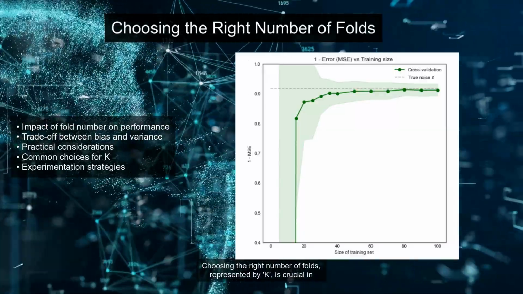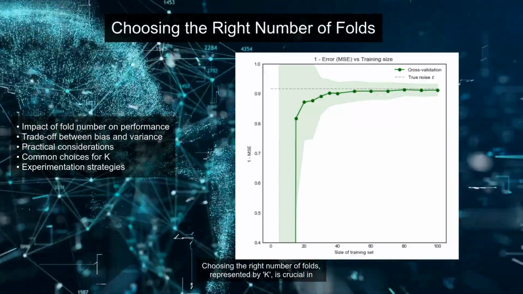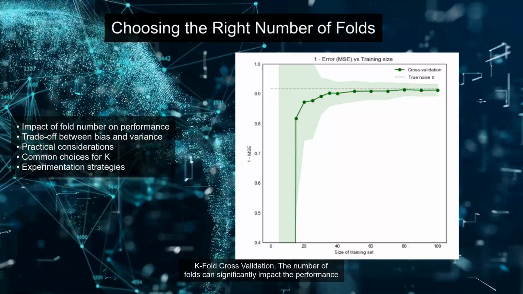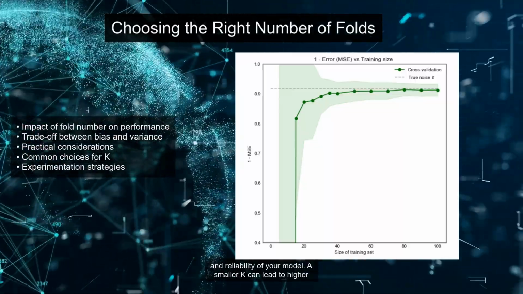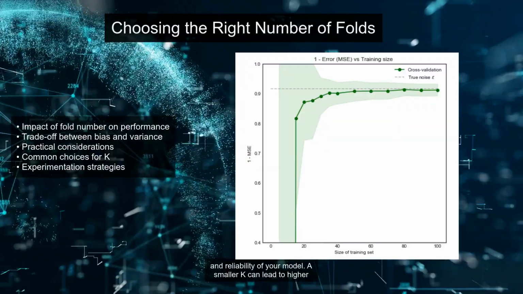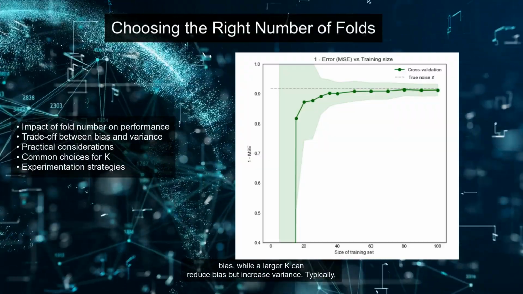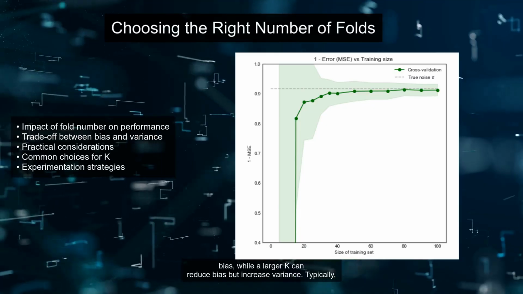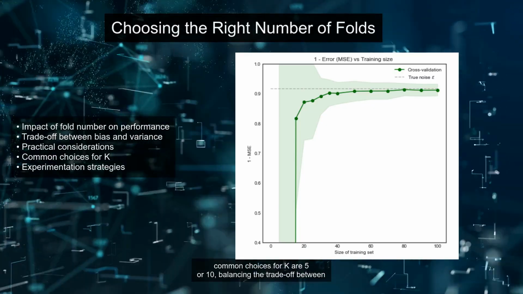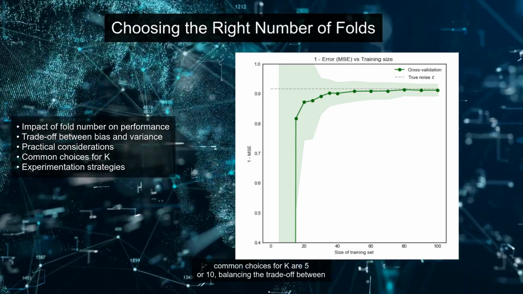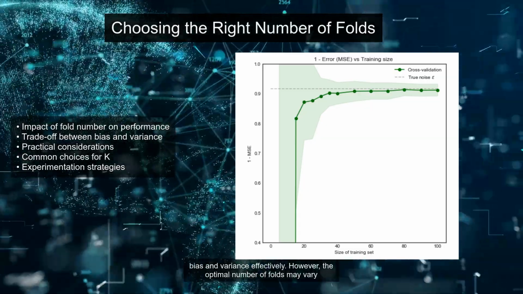Choosing the right number of folds, represented by k, is crucial in k-fold cross-validation. The number of folds can significantly impact the performance and reliability of your model. A smaller k can lead to higher bias, while a larger k can reduce bias but increase variance. Typically, common choices for k are 5 or 10, balancing the trade-off between bias and variance effectively.